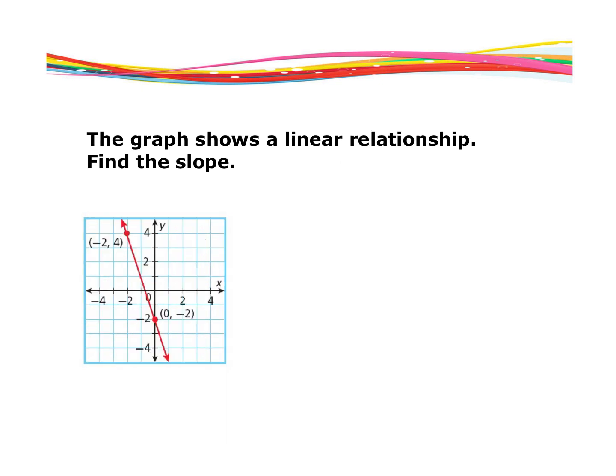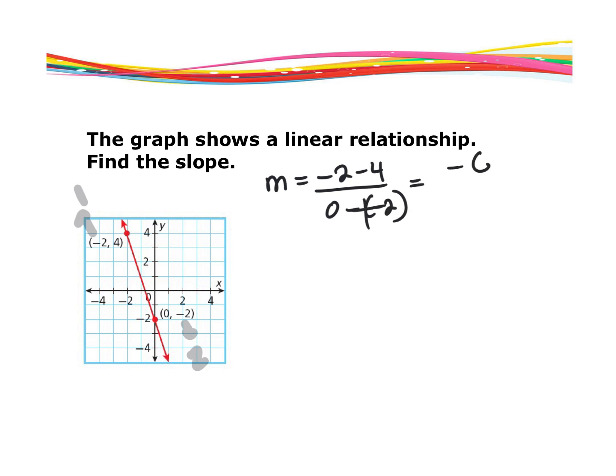All right. So the graph shows the linear relationship and they want us to find the slope. Now I'm going to choose these to be my 2 and this to be my 1. So m equals -2 minus 4, and then 0 minus -2. This is going to become positive, so -6 over 2 gives me -3.